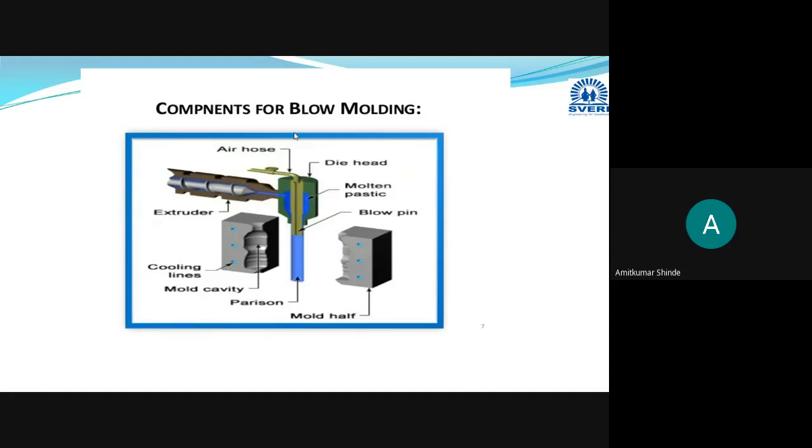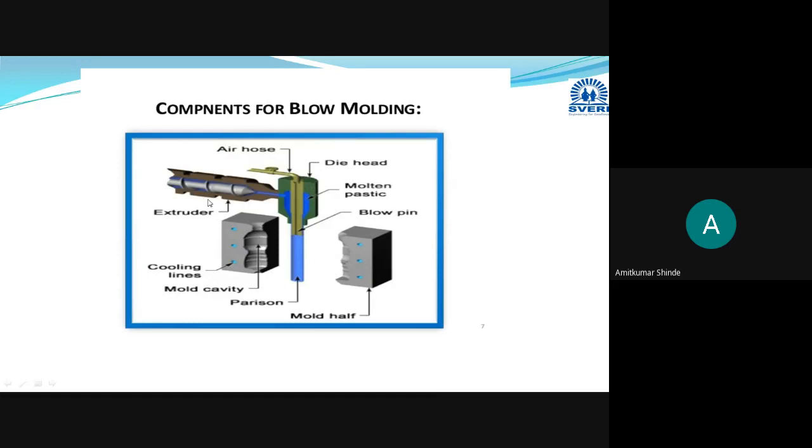Now the next component is the mold cavity, and this mold cavity will have the desired shape. Here in this mold cavity you have to provide the desired shape. Then this mold cavity will consist of the cooling system. With the help of some cooling liners, through that we are going to provide the cooling.